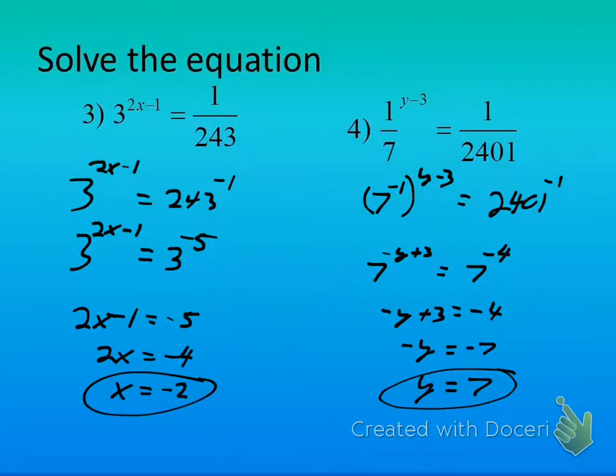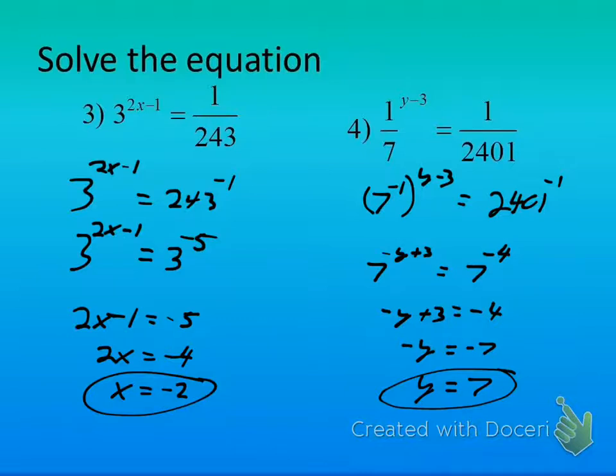Number 4, it's not out of the question that you have to flip both. Hopefully that's the way you went about it. You technically could make this be 1 over 1/7 all to the 4th power and go about it that way, but sometimes it gets a little trickier, so I just move them up and make them negative here and here. Make that y minus 3 distributed through, makes it -y plus 3, and it makes it equal to -4. -y plus 3 equals -4, -y equals -7, y equals 7.